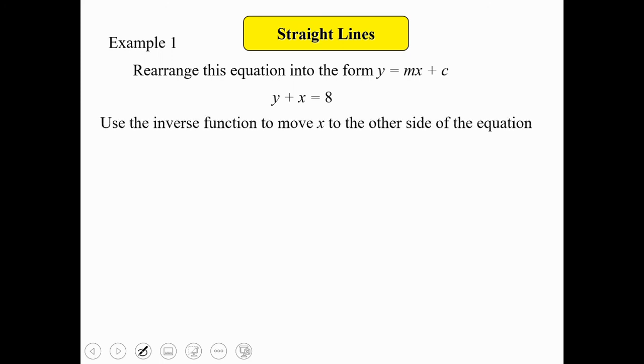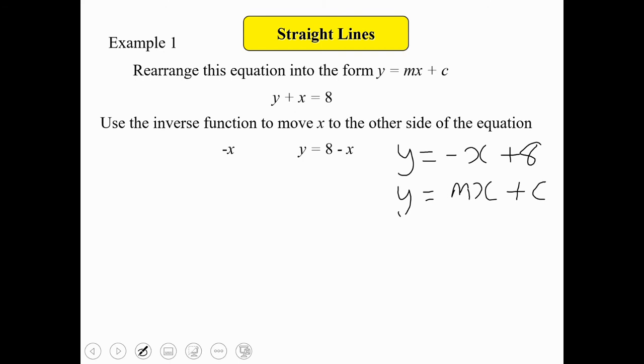So using the inverse function to move x to the other side of the equation, I would subtract x from both sides, okay? So y is equal to 8 minus x. Now you can say it's almost similar to the form y is equal to mx plus c, but I'll bring the x coefficient first. So I can write this down again as y is equal to minus x plus 8. Now, can you see it's identical to the form of an equation of a line?